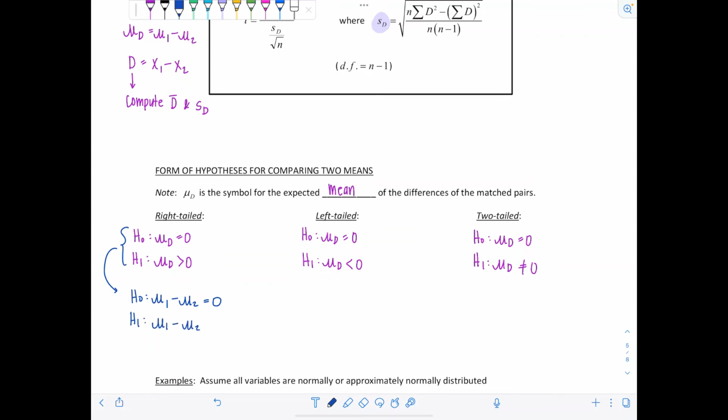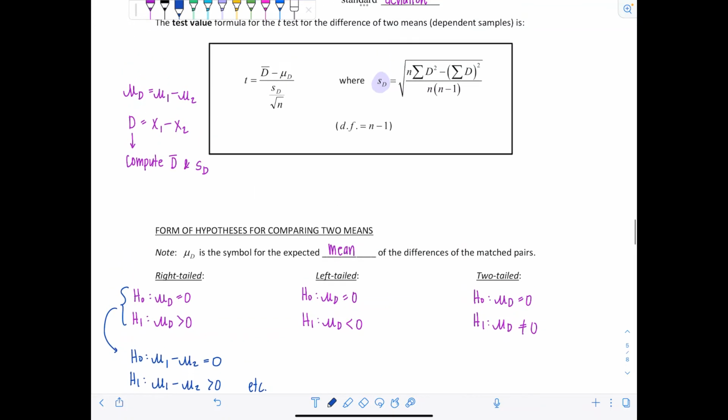Mu1 minus mu2 is greater than 0, etc. It means the same thing, okay? It's just cleaner, I think, if you use mu sub d. All right, and then for all of the examples we're going to cover, assume the variables are normally or approximately normally distributed.